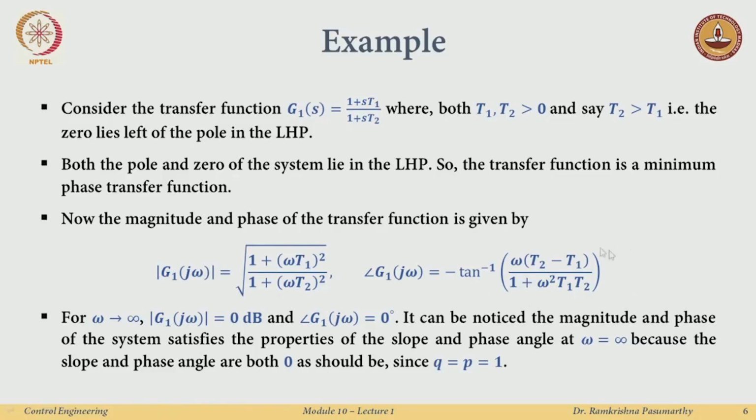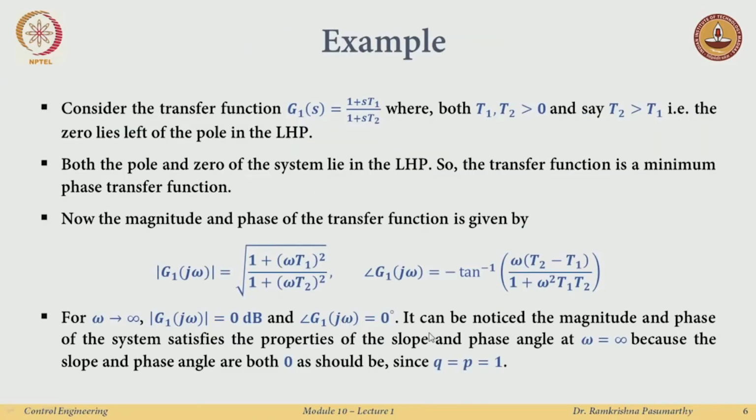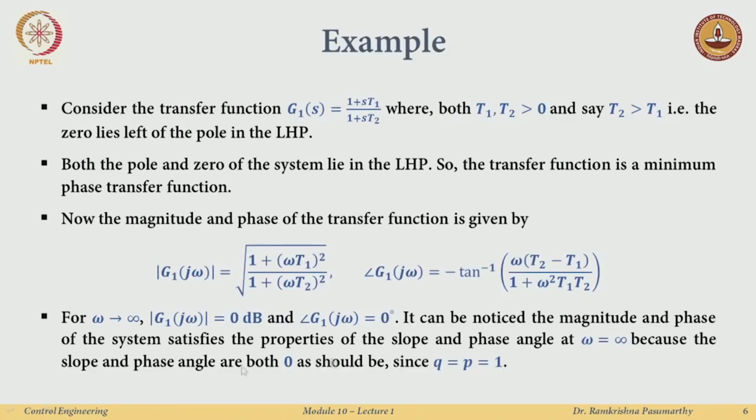What happens to the angle? As omega increases and goes to infinity, we can see that the angle goes to 0. Now, is this consistent with the definition here? Well, the angle should become minus 90 (q minus p). Q minus p is 0, therefore the angle contribution should be 0. So, based on these observations, we can notice that the magnitude and the phase satisfy the properties of a minimum phase system, both the magnitude criterion and the phase criterion.